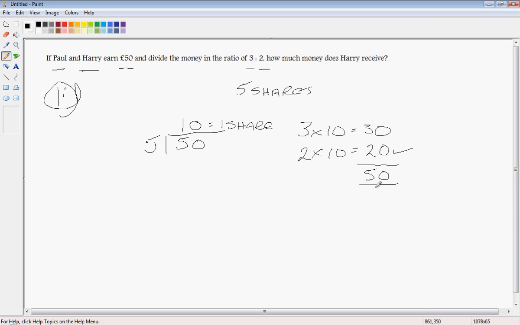So it's really quite simple. So let's change this just slightly and we'll change the ratio and we'll change the amount and we'll try again with a new number. So for example, let's say between them they earn £80 and they divide the money in the ratio of 5 to 3.